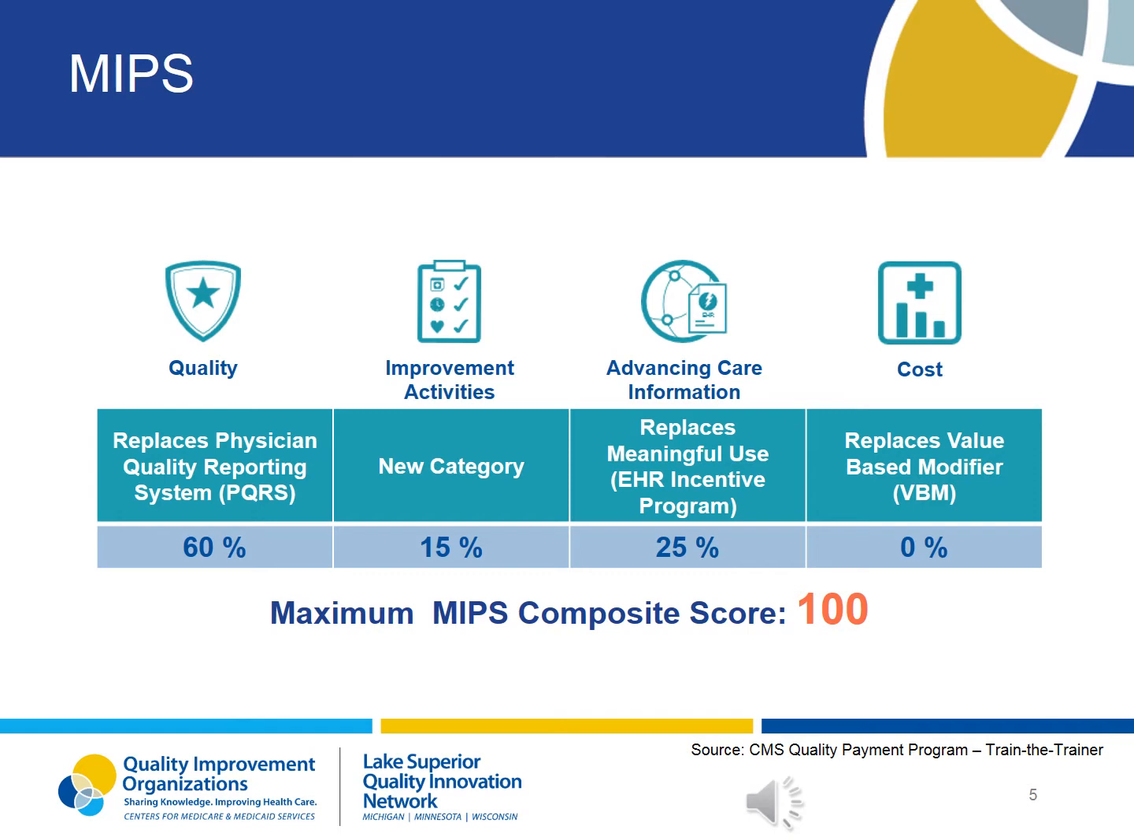Improvement activities is a new category and makes up 15% of the score. Advancing care information is the evolution of meaningful use, the EHR incentive program, accounting for 25% of the total score. Lastly, cost, or the former value-based modifier, is not included in 2017 MIPS scoring and is under consideration for inclusion in following MIPS program years.